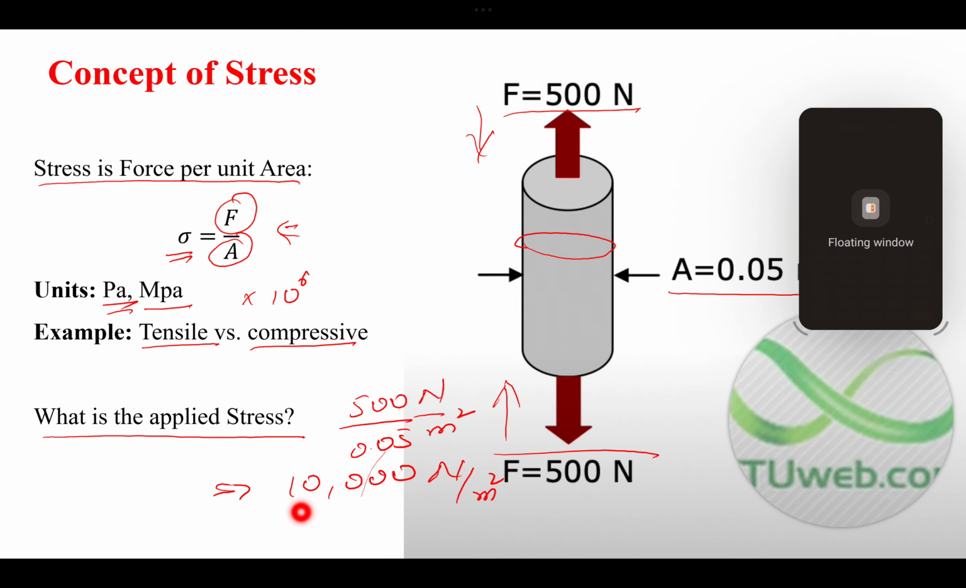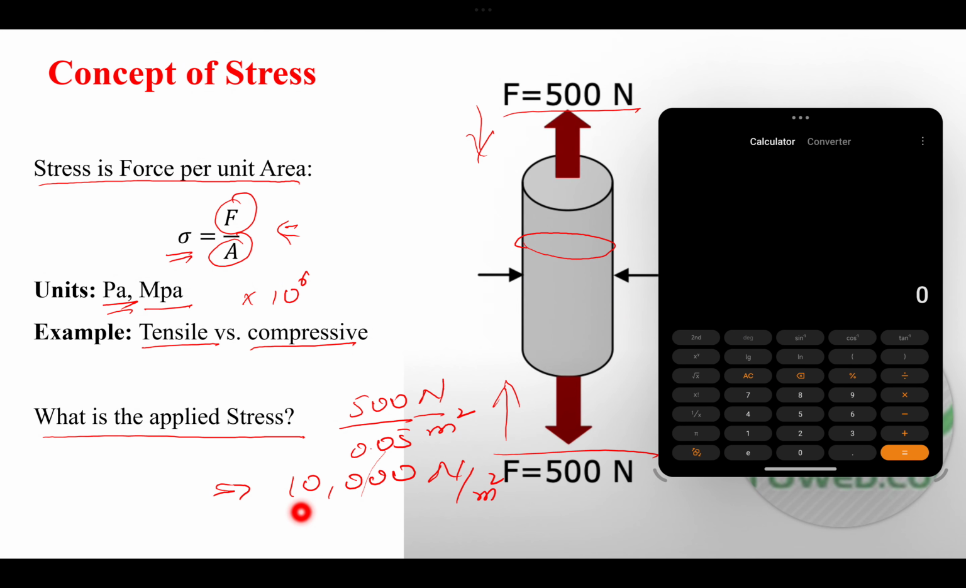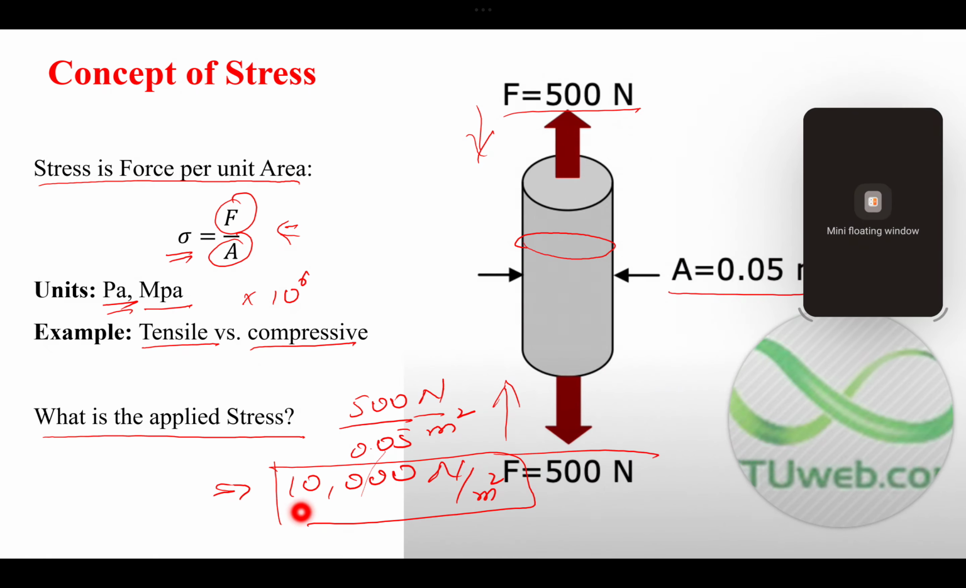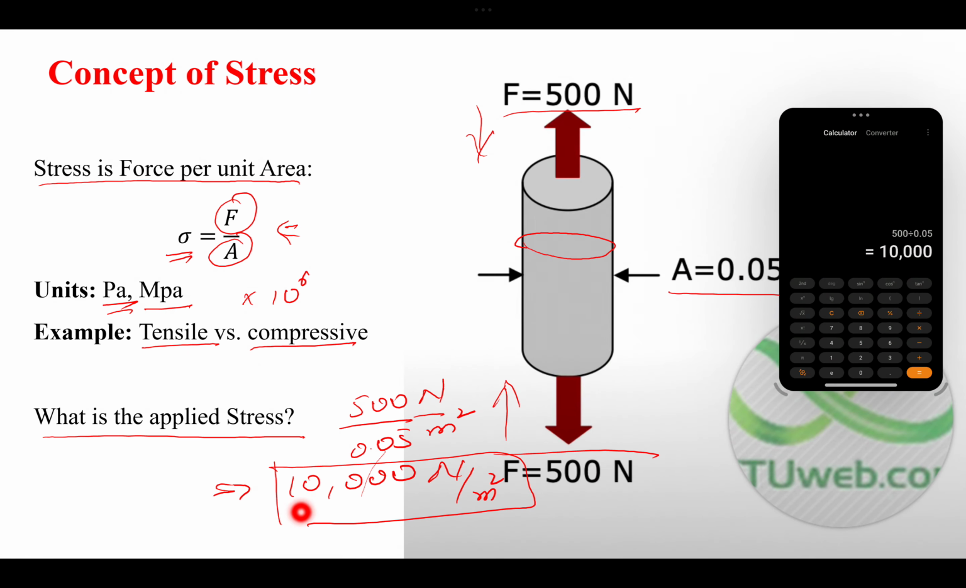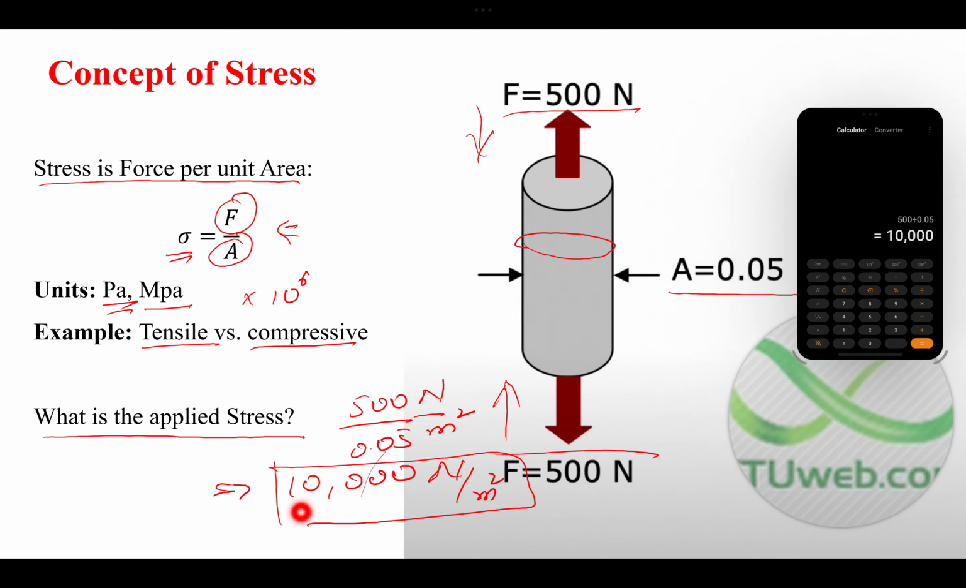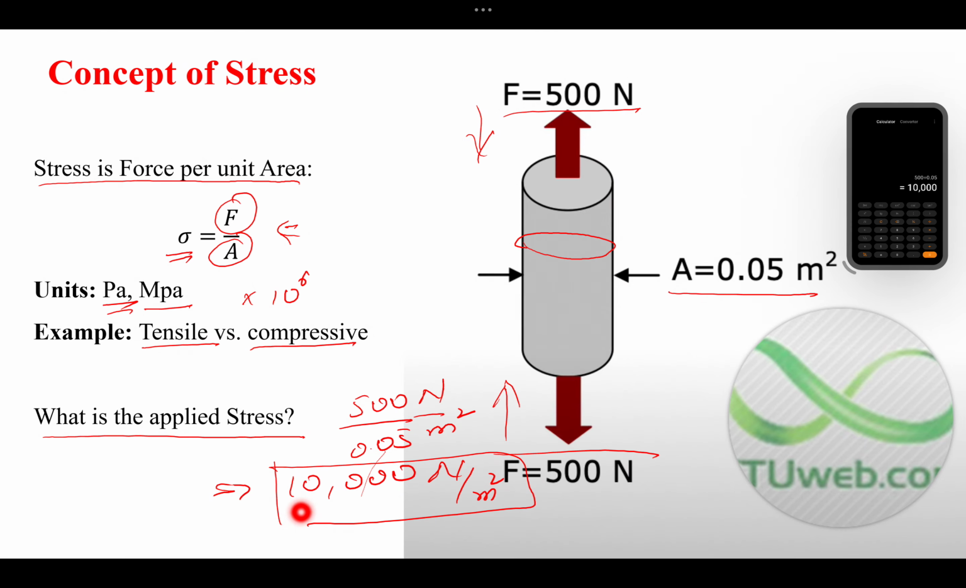Just to confirm, I will use a calculator here. So we have 500 divided by 0.05. So you get 10,000. This is the stress value applied on this body. Does that make sense? I hope so. So this is the very basic idea of what stress is.